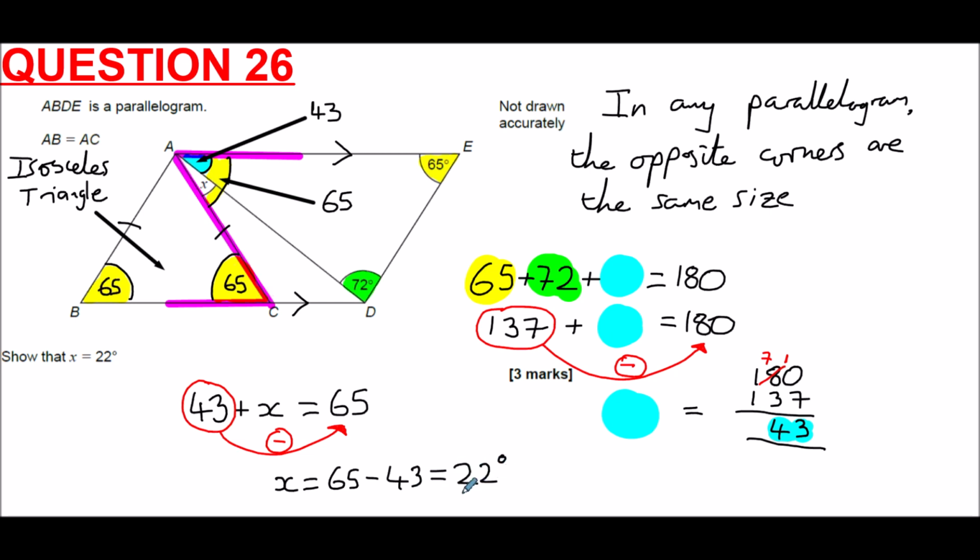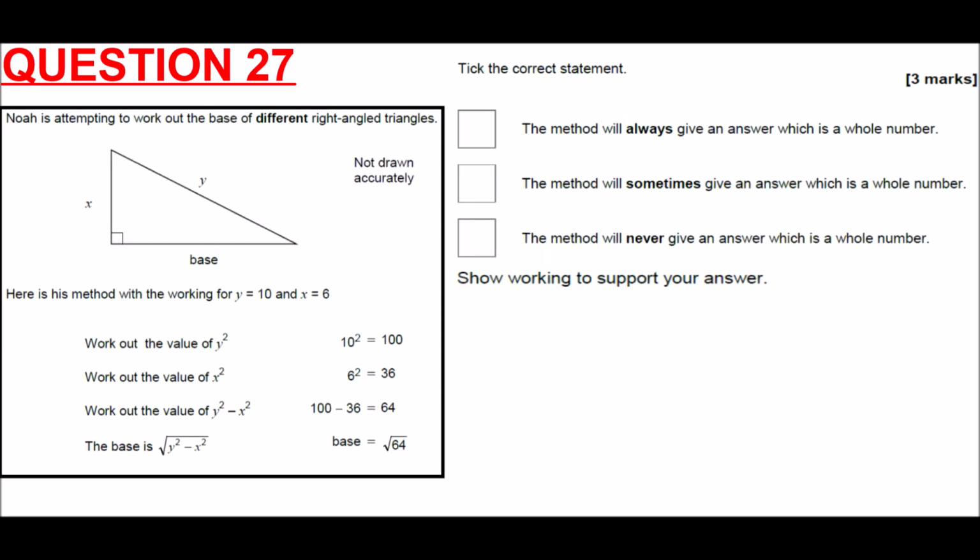Question 27. This is very much Pythagoras, but an example done for us. So Noah is attempting to work out the base of different right-angled triangles. And so I've been given a diagram here. This side's x, this side here is y. So he's got a method for working out the base when y is 10 and x is 6. And so we just have a look at the method.